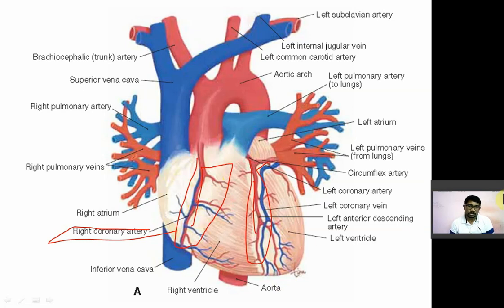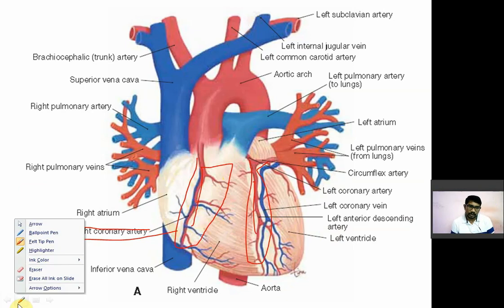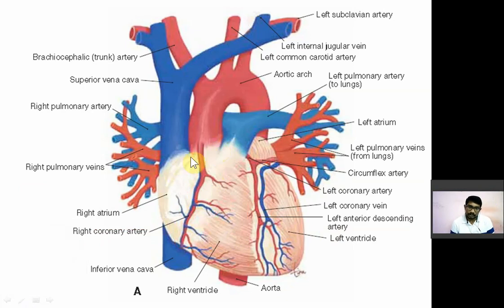Okay, so remember these are the parts of your heart. Let me show you once more. This part is known as the right atrium, and this part is known as the right ventricle. So impure blood is present in the right part of your heart.